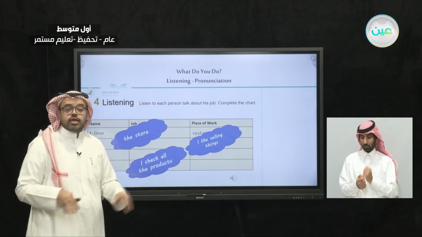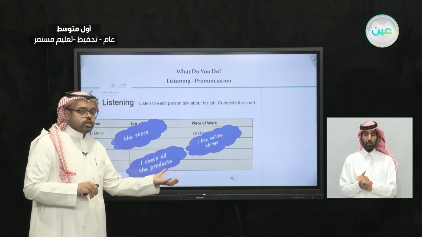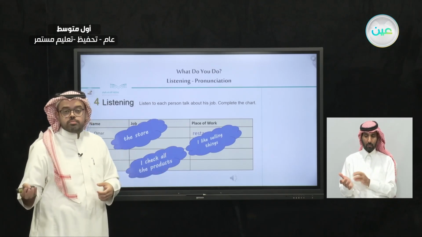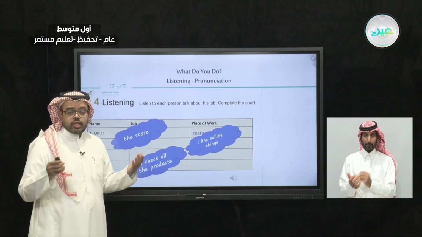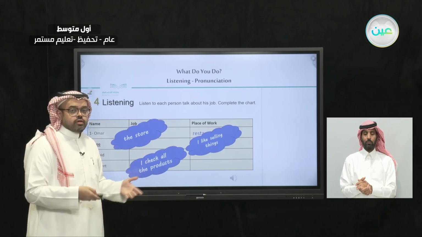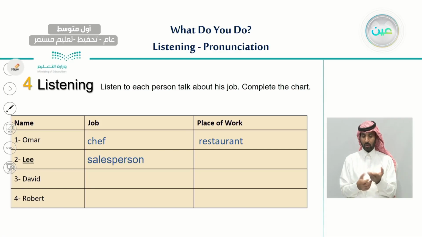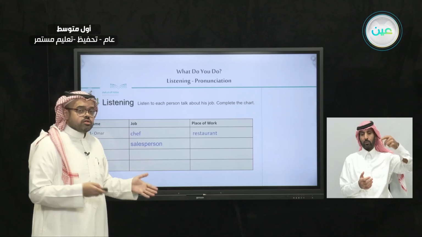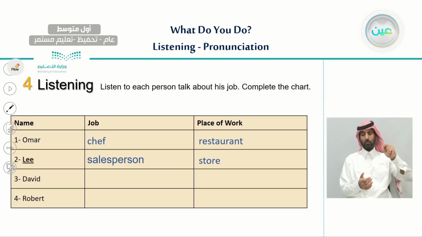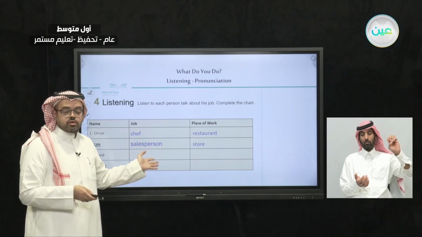He checks products. He said, I put a price tag on them to say, for example, how much this product costs. So obviously, Lee here works in a store and also sells things. So what do we call the job where a person sells things? We call this job a salesperson. A salesperson. And where does a salesperson work? He works in a store. So there you go. Here we have answered the second one, Lee.